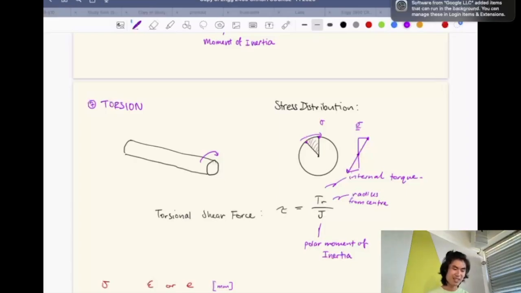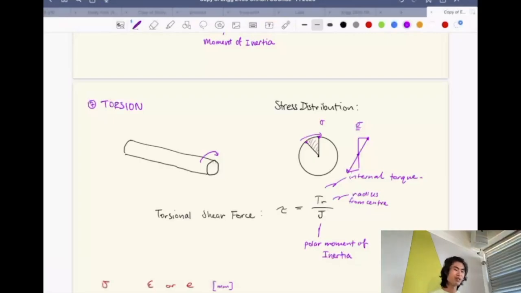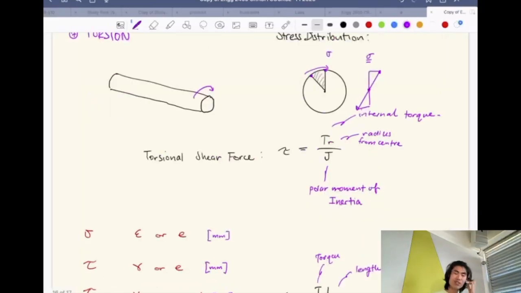Torsional shear force can be thought of by this formula: the internal torque and the radius from the center, as well as the polar moment of inertia. The polar moment of inertia is the same as the second moment of inertia, except it's in the context of circles. There are a bunch of formulas for those, which are usually given, and you can look into them as the course goes on. You can think of it as just the circular version of moment of inertia. Essentially it's the same thing as everything else.